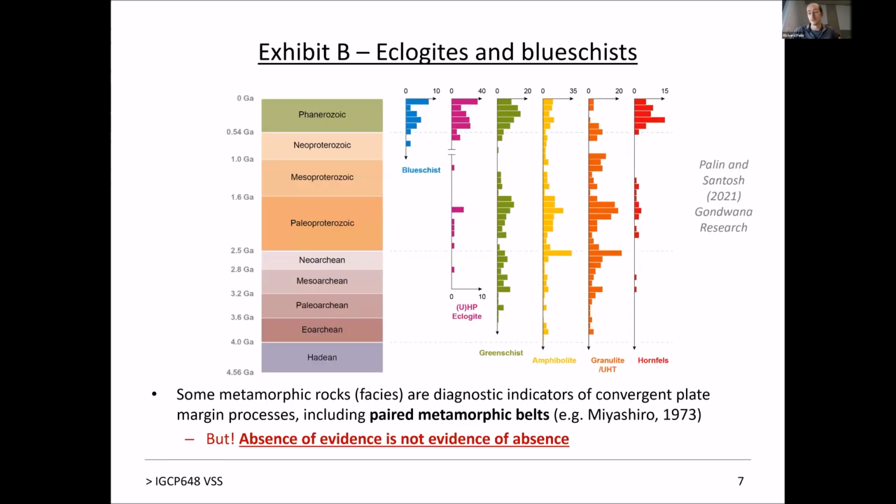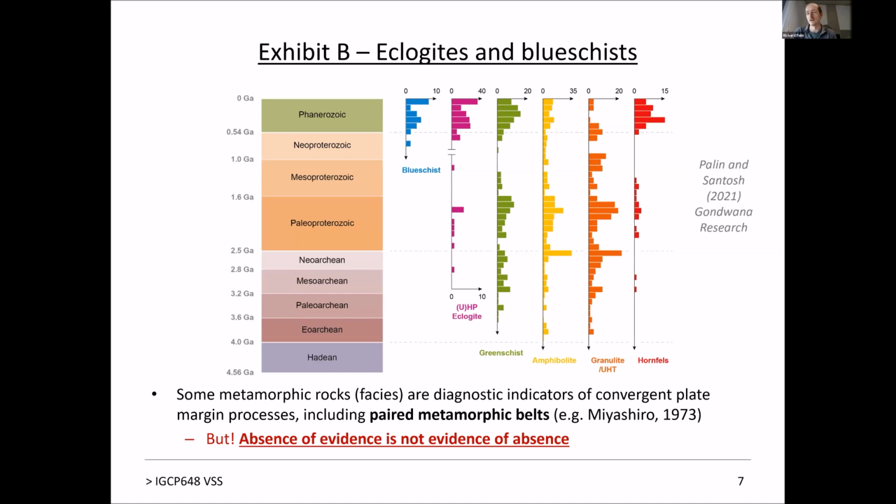Exhibit B, onto the petrology. If you're going to identify subduction and convergent margin processes in the geological record, you would look for rocks that form exclusively in those environments. We know that blueschists and eclogites, in particular, these two types of metamorphic rocks, often form in subduction zones, although eclogites are not unique to subduction zones.